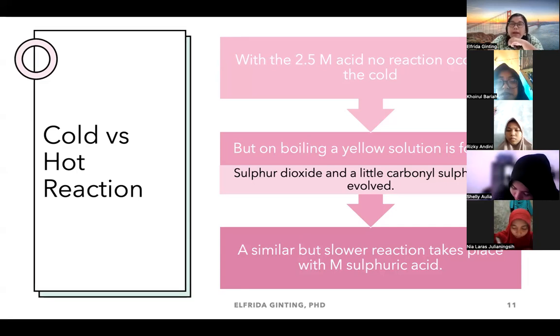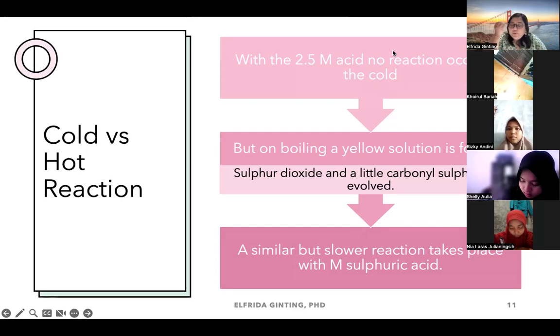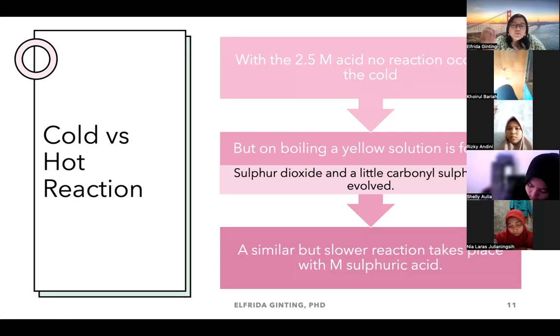Now, if we use a low concentration of sulfuric acid, no reaction occurs at cold temperature. But when you heat it, then the yellow solution is formed. So what is the yellow solution? The yellow solution is a mix of sulfur dioxide and carbonyl sulfide.